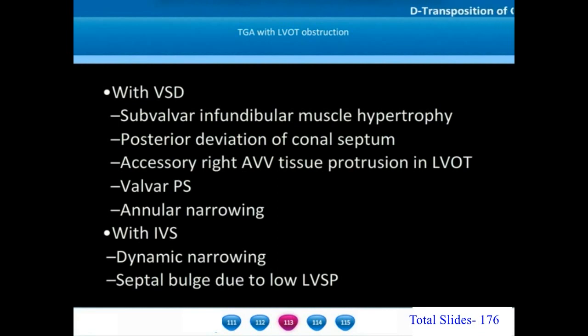In the presence of intact ventricular septum, it's often due to a dynamic narrowing caused by systolic anterior motion of the anterior mitral leaflet associated with a septal bulge due to high right ventricular systolic pressure and low left ventricular systolic pressure.